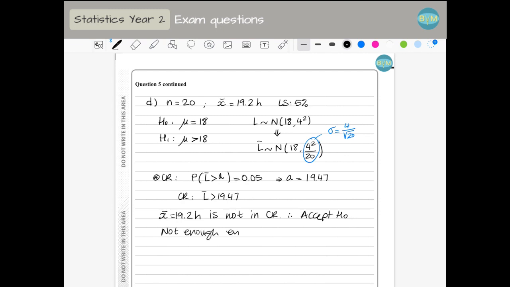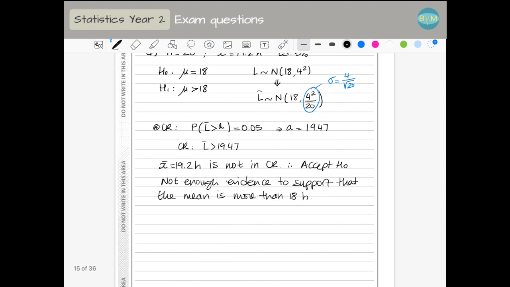And you should write this sentence: not enough evidence to support that the mean is greater than 18, or more than 18 hours, or her belief, if you want to do that. So this is method 1, using the critical region.